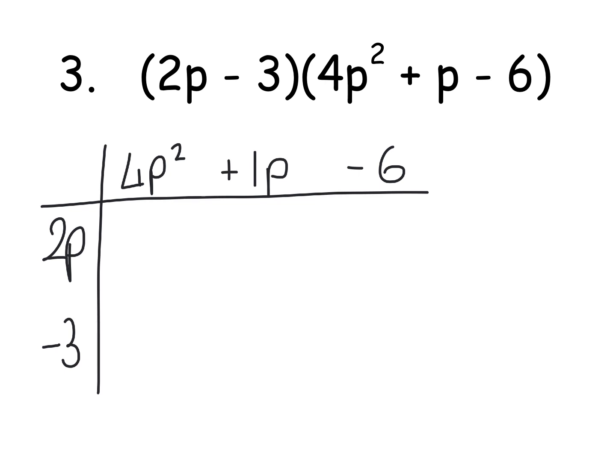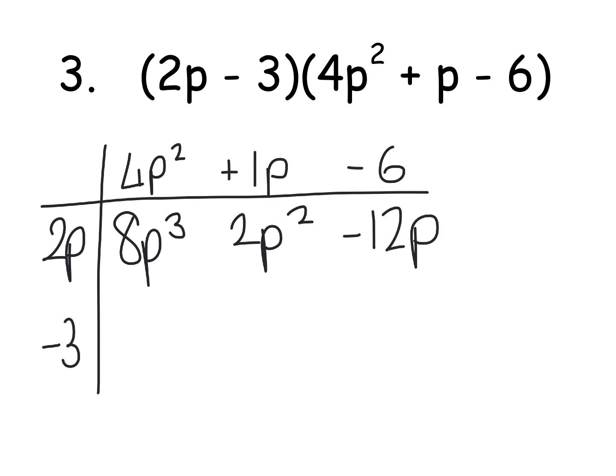So for my first thing, I'm doing this times this. So I'm doing 2 times 4 is 8. P times p squared is p cubed. So I've got 8p cubed. For my second term, I'm multiplying these two. 2p times 1p. Well, 2 times 1 is 2. P times p is p squared. So this gives me 2p squared. Now I'm going to do this one times this one. So I've got 2 times negative 6 with a p. So negative 12p.